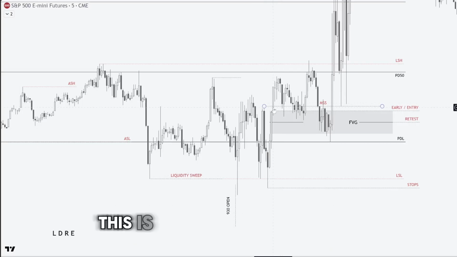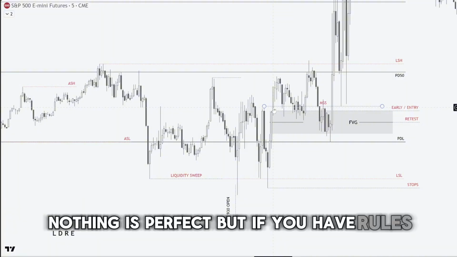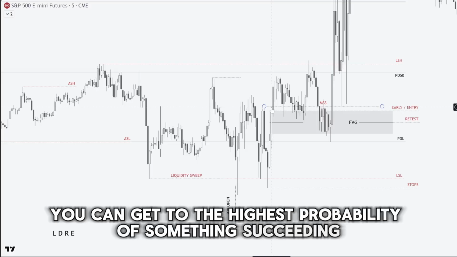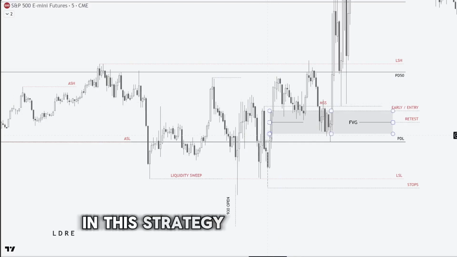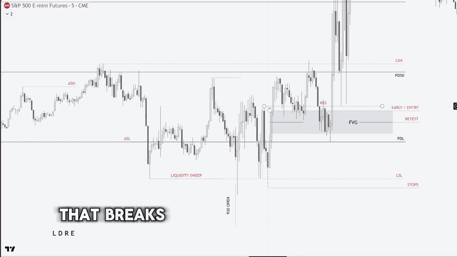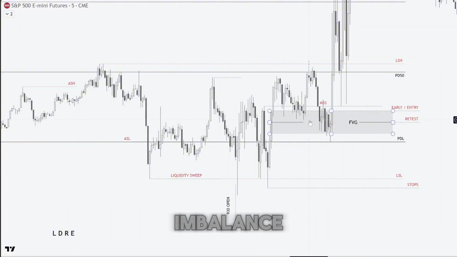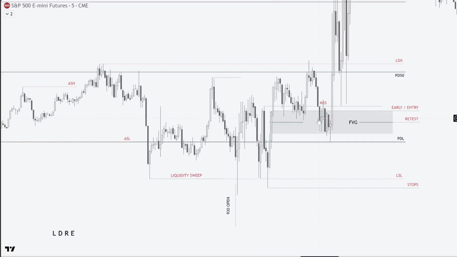Okay, this is not 100%. Nothing is in trading. That's not how it works. Nothing is perfect, but if you have rules, you can get to the highest probability of something succeeding. And so here we have in this model, in this strategy, high probability. We've got a successful swing that breaks and makes a new market structure, fair value gap, imbalance within that. And then we have a displacement that was created here.